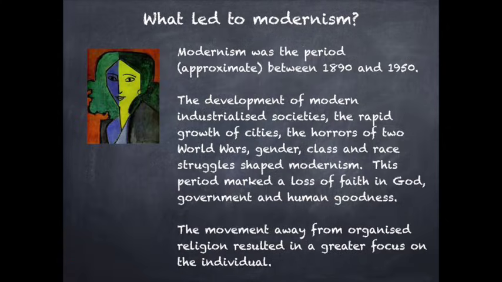What led to modernism? Modernism was the period approximately between 1890 and 1950. Look, it's really hard to directly say this was the year it started, this is the year it finished. There were still some writers writing after 1950 who could still be considered modernist writers, and their writing has characteristics of modernism. The development of modern industrialised societies, the rapid growth of cities, the horrors of two world wars, gender, class and race struggles shaped modernism. This period marked a loss of faith in God, government and human goodness. The movement away from organised religion resulted in a greater focus on the individual.